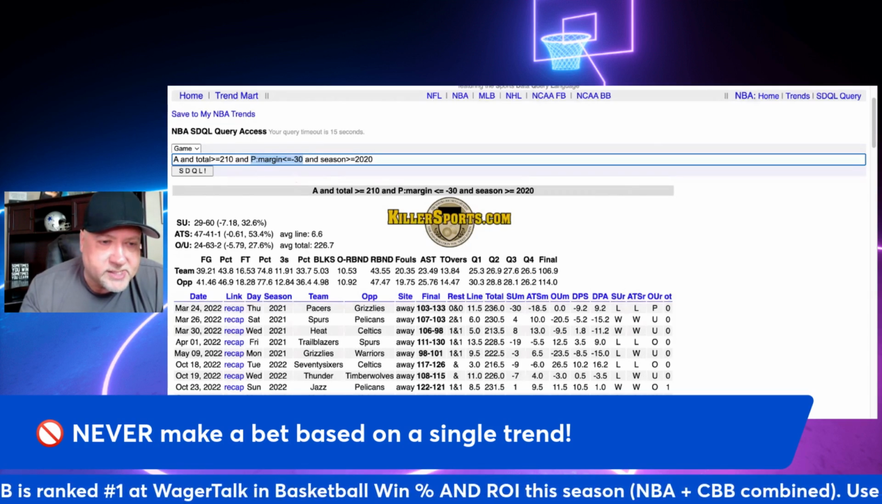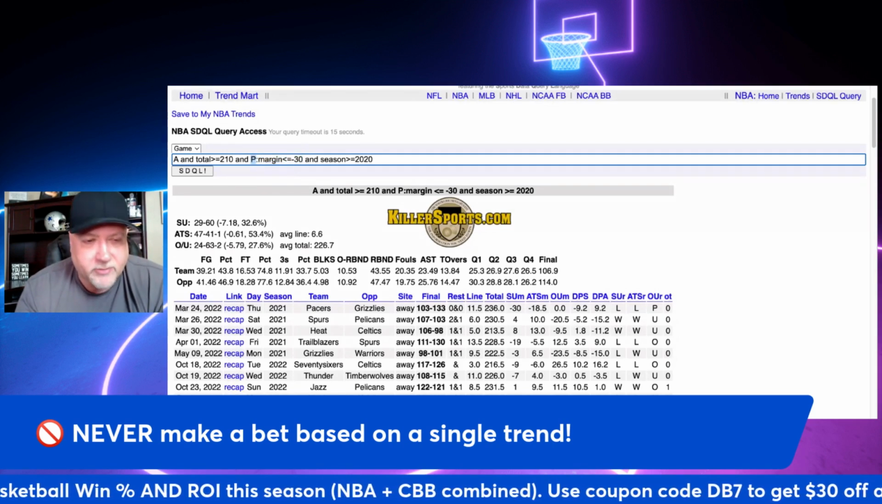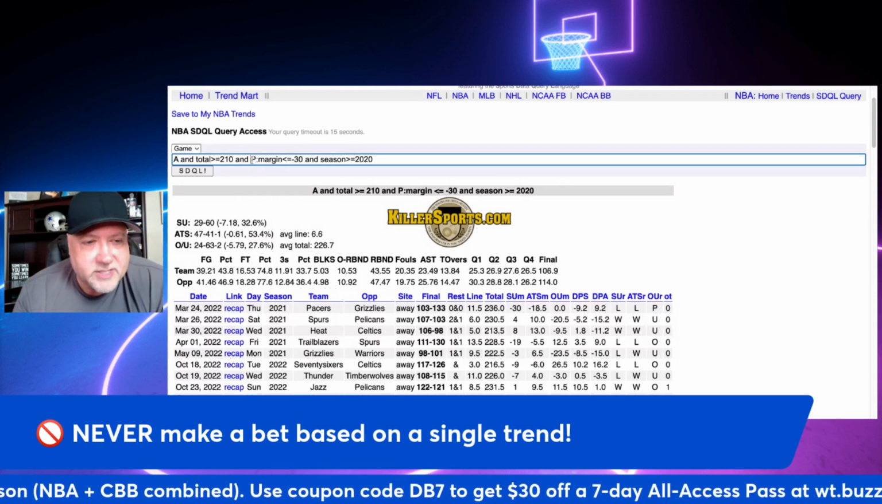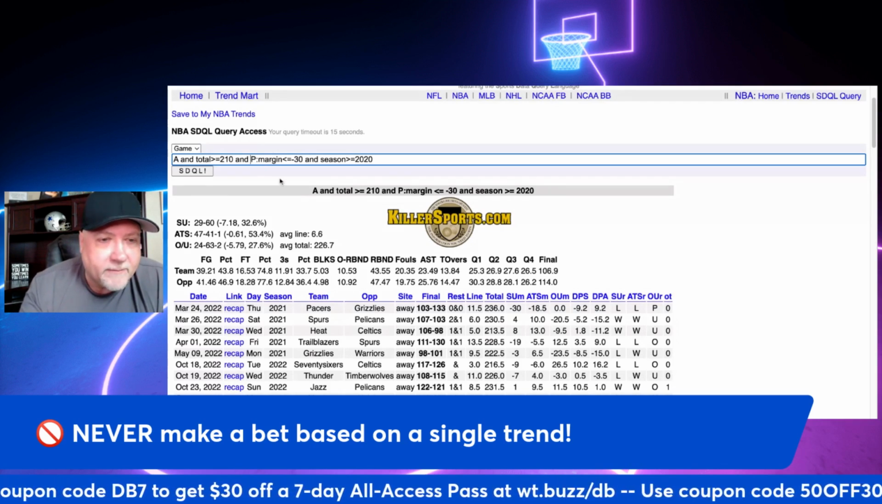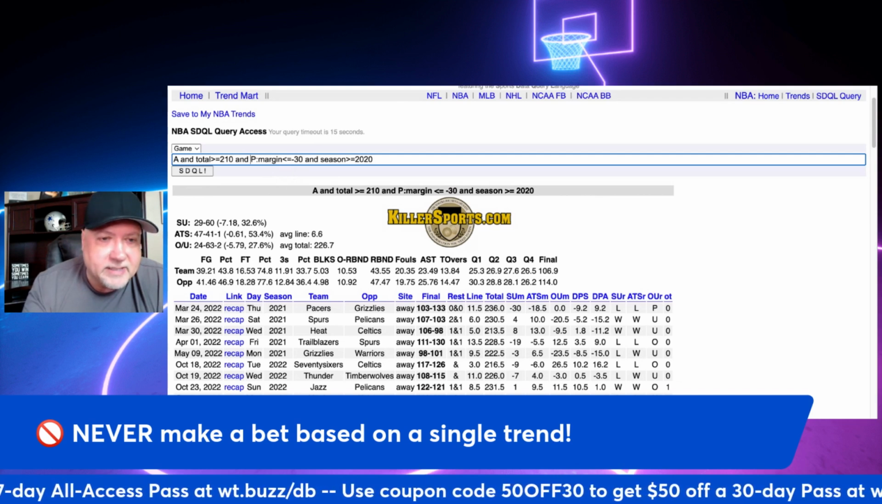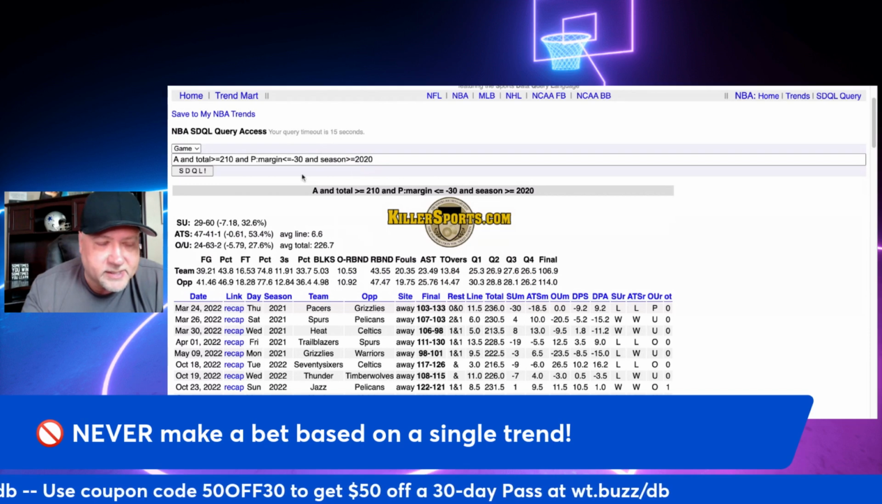So you're used to seeing the lowercase p, which points to a team's previous game, no matter the opponent. When you see the capital P, that refers to the team's previous game against the current opponent. And margin less than or equal to negative 30 means they lost that game by at least 30 points. And we're going back to the 2020 season.